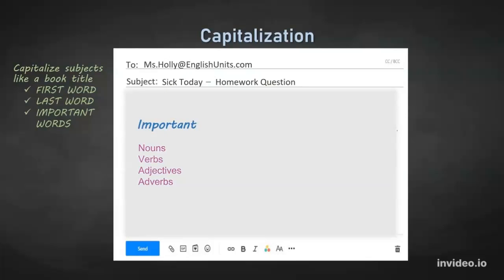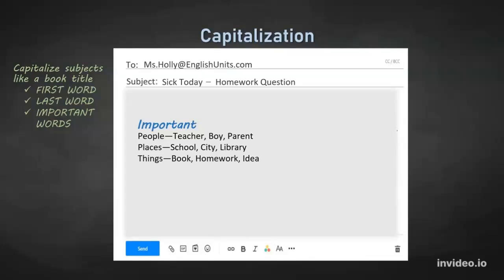Here's some examples. People, like teacher, boy, and parent. Of course, there are many hundreds of other words that could be people. Places, 3 examples are school, city, and library. Things, like book, homework, idea. Actions, like run, ask, need, or help. Adjectives like sick, easy, great, and adverbs like not, very, and always.